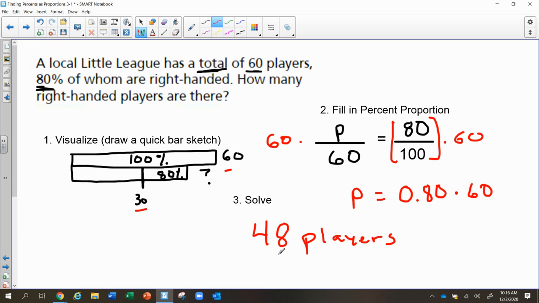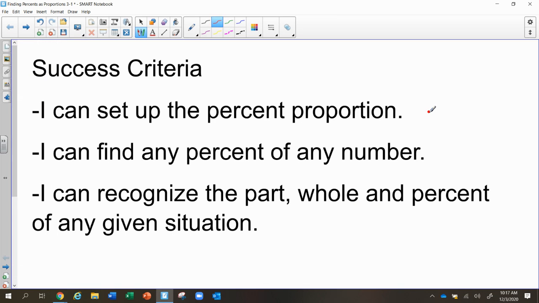So all of this is what we worked on today. If you have questions, always email your teacher. You can ask. This is very important. So we're looking back at our first slide saying, can we set up that percent proportion? We can find any percent of any number by setting up that percent proportion. And then how we set it up is by recognizing the part, whole, and the percent of the situation. So that's what we're going to be working on for the next several days.